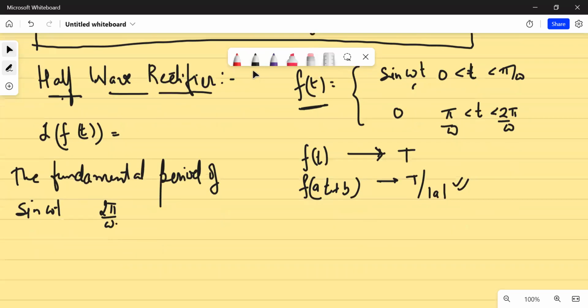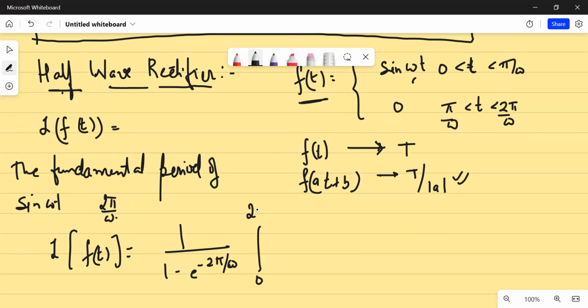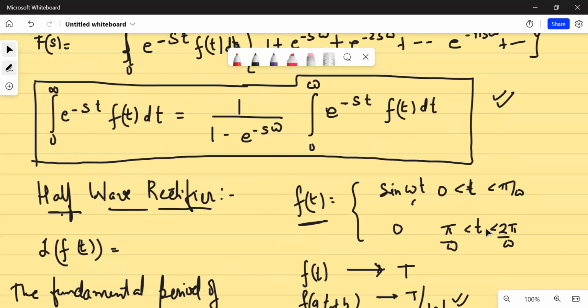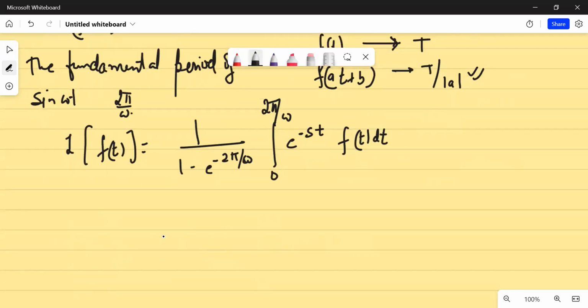So what will we write here? I want to find the Laplace transform of this particular function, which is represented by the half wave rectifier function. So this is 1 minus e to the power minus 2 pi upon omega, and then I have to find the integration from 0 to 2 pi upon omega of e to the power minus st times f(t). From 0 to pi upon omega you have sine omega t, but from pi upon omega to 2 pi upon omega, you have 0.